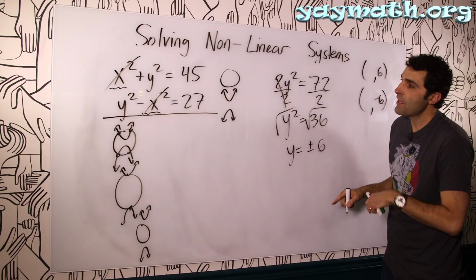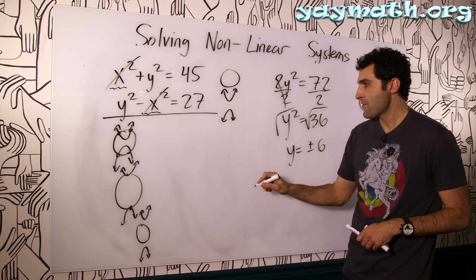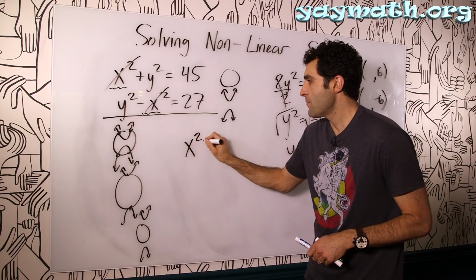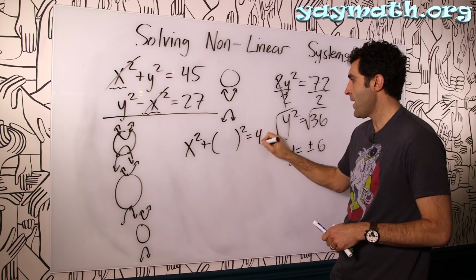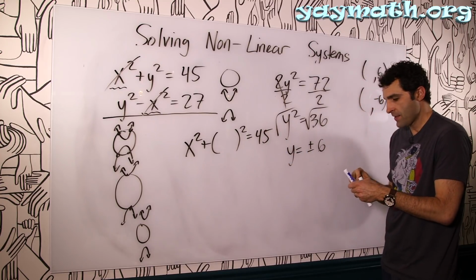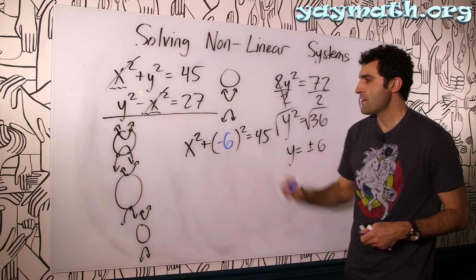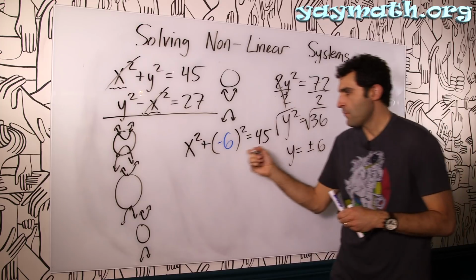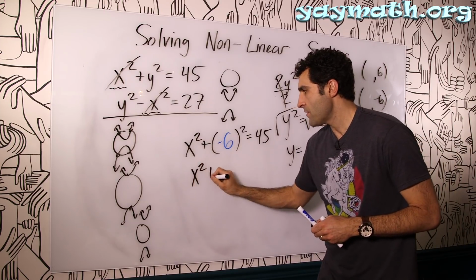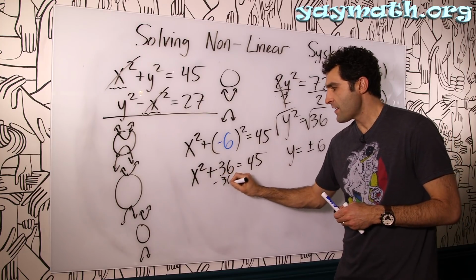Now let's see if we can plug in. Let's plug into the first one and see what happens. We get x squared plus y squared equals 45, and we could plug in 6 or negative 6 here. It won't matter in a sense because we're squaring it. We'll get x squared plus 36 equals 45. Subtract 36 from both sides.